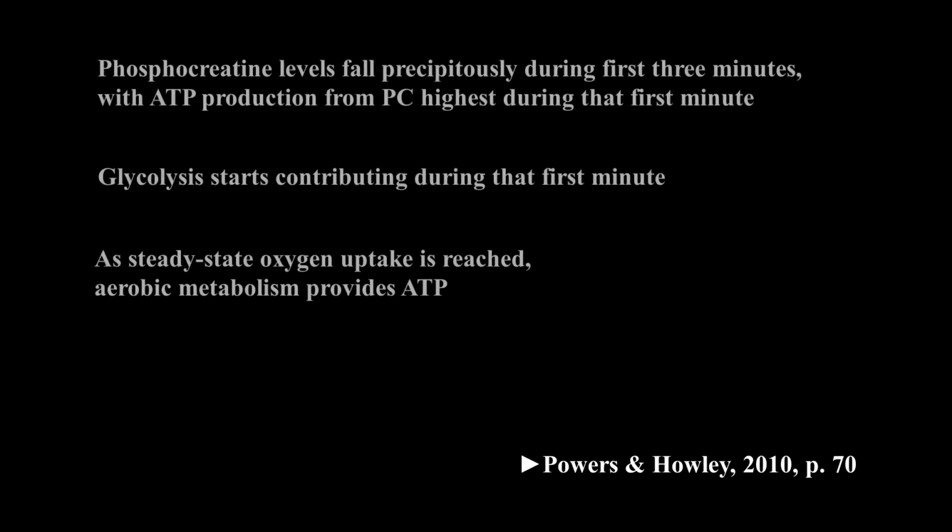Phosphocreatine levels fall precipitously during the first 3 minutes, with ATP production from PC highest during that first minute. Glycolysis starts contributing during that first minute. As steady-state oxygen uptake is reached, aerobic metabolism provides ATP. So let's start from the beginning.